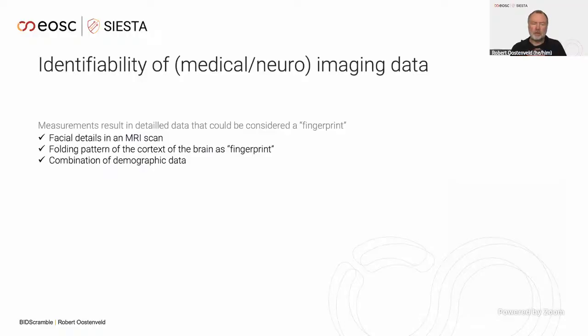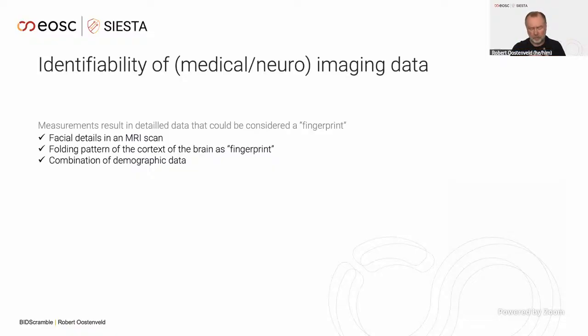The challenge that we have with medical or neuroimaging data is identifiability. The measurements result in very detailed data that could be considered a fingerprint. As Cyril already showed, the facial details in an MRI scan are actually quite easy to extract, which is why for an MRI scan we often use defacing strategies to not share the facial details. But that in itself is not sufficient, because the folding pattern of the cortex of the brain can also be considered a fingerprint. It's unique, it's stable over time, and it could be used to link to external databases.